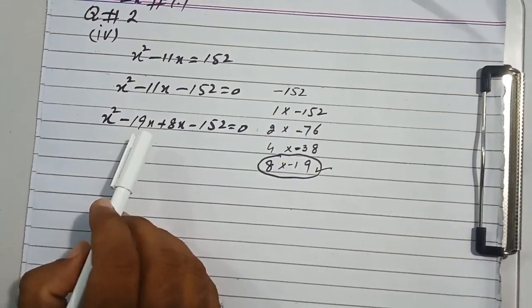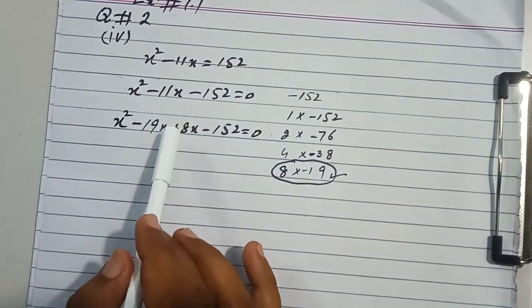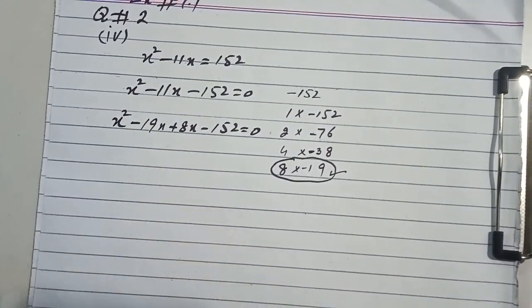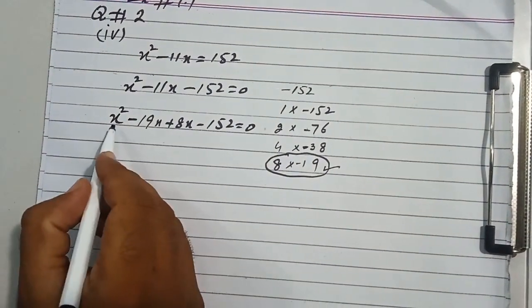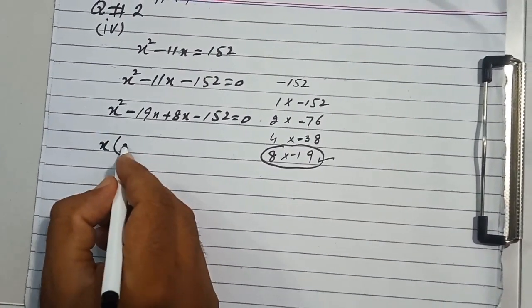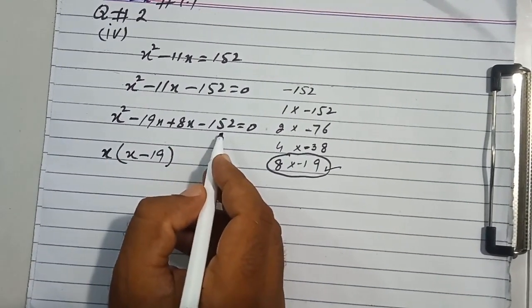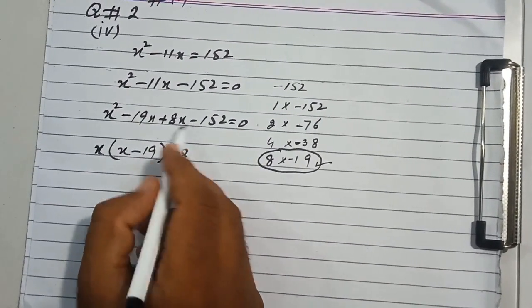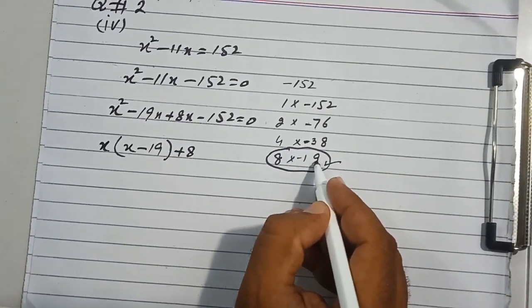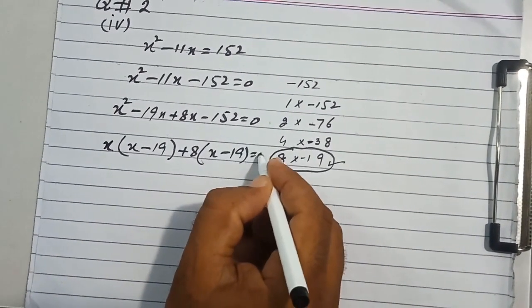Students, if you think carefully, the sum of minus 19x and plus 8x will be minus 11x. It means that I have neither added nor subtracted anything from this equation. I have just changed the form of the equation for the sake of factorization. So from the first two terms, only x is common, and I will write x, and the leftover will be x minus 19, as I have taken x as common. From the last two terms, 8 will be common, as 8 is a factor of minus 152. When we take 8 as common, the left number will be minus 19. So I will write 8 into x minus 19 is equal to 0.